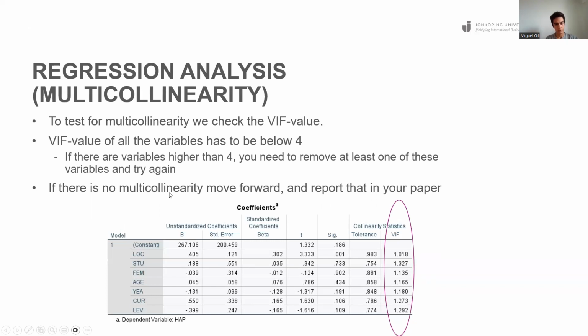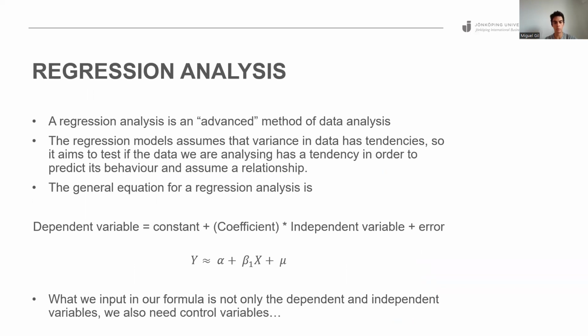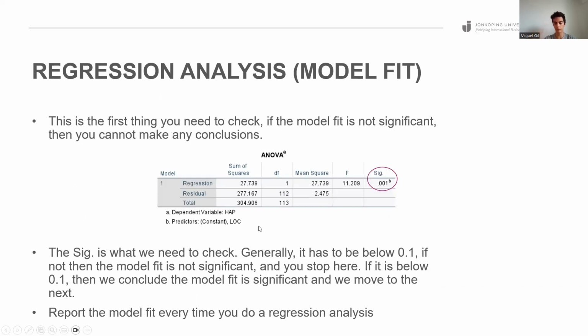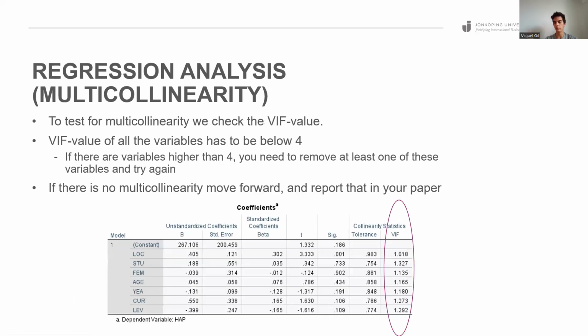And what happens if you have a problem? What happens if in one of your variables you have 5? Imagine that age is 5. That's a problem. What you do is you remove the age from your regression model. You remove age from this regression. And then you test again. And probably it will work now. So that's how you test for multicollinearity, and that's the second thing.